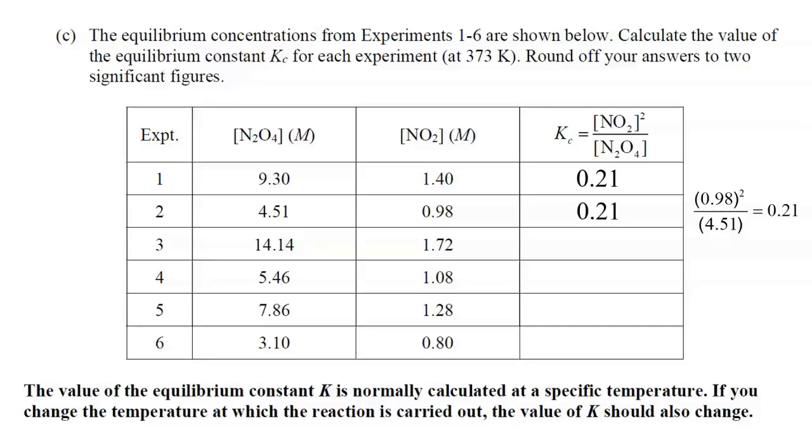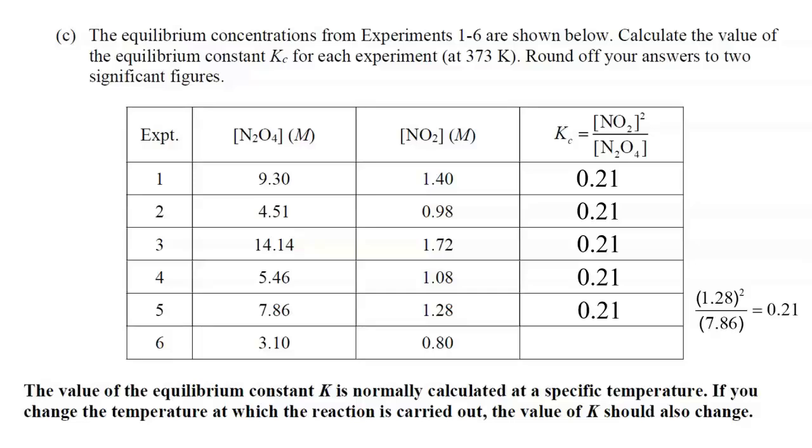So hopefully we'll see if we can see a pattern here. Experiment 3, 1.72 squared divided by 14.14. So as you can do these calculations, I'll go a little bit faster here and I'll keep talking about it. You're going to take the concentration of NO2 squared divided by the concentration of N2O4, and we keep getting the same numerical value for the equilibrium constant.